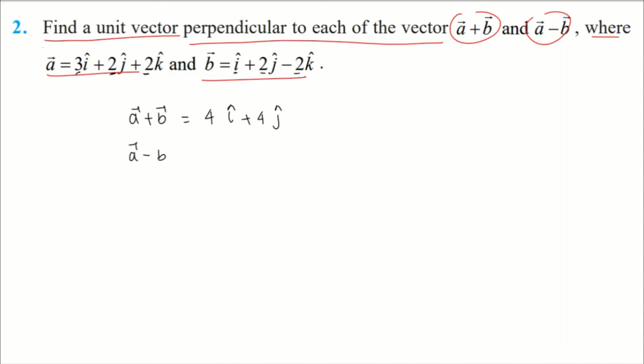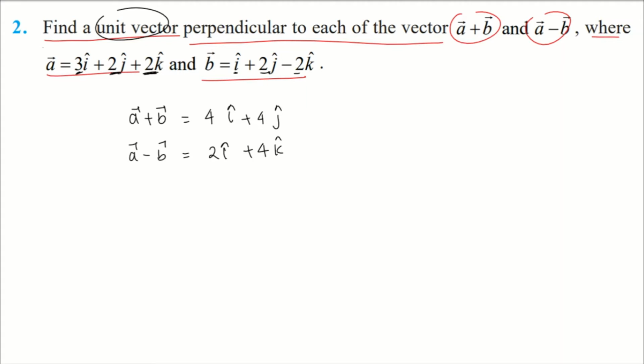Let's write vector a minus vector b. So 3 minus 1 is gonna give you 2i hat, 2j minus 2j is going to give you 0, no need to write it again, and 2k minus negative 2k will give you positive 4k hat. Now we have to find a unit vector that is perpendicular to both of these.